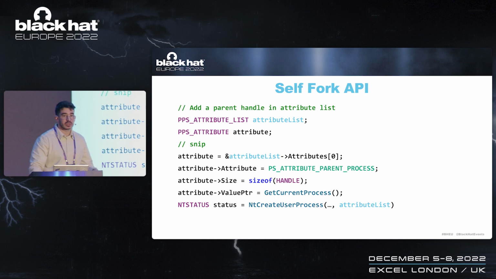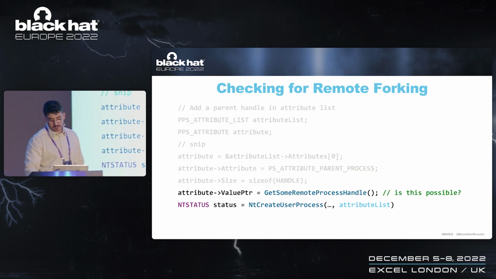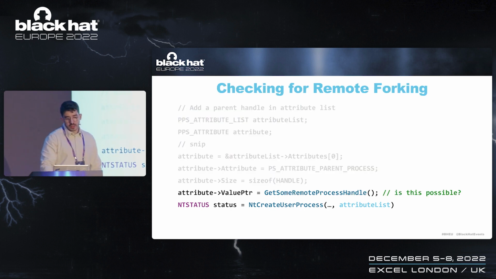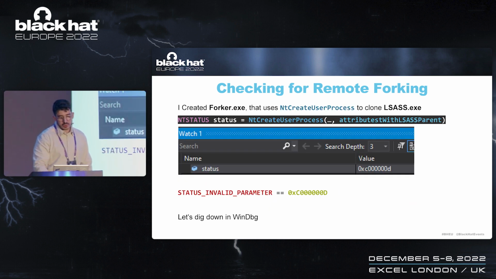But what I want to see is whether this is capable of forking a remote process, because this is the stronger way to manipulate the system. So I want to check if this is possible, if I can set a remote, different process handle rather than the calling process. Let's see what I did to examine this. I created forker.exe just to use this to clone Explorer.exe, and issued the call with attributes that point to the Explorer parent, and I got status invalid parameter in Windows, which signifies something went wrong.